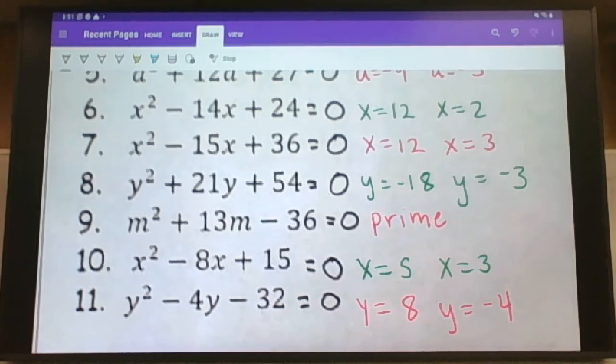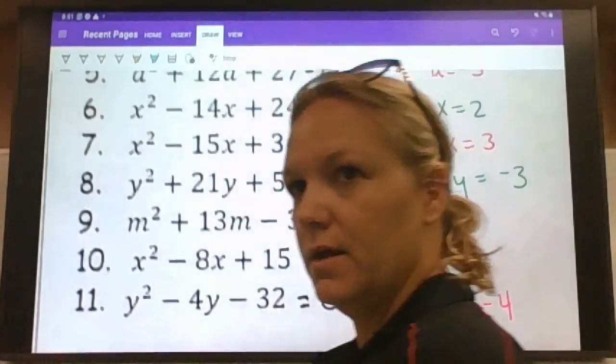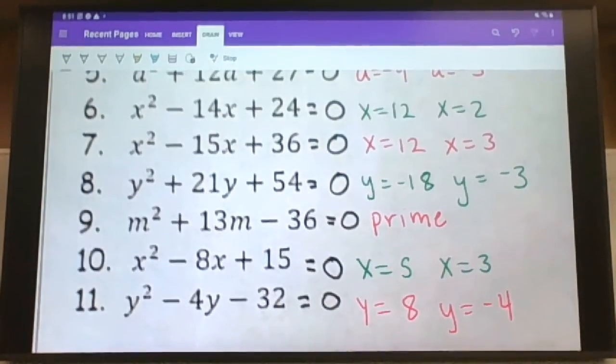Yeah, number 9 can't be done. Number 9 cannot be done. Number 9 was called prime. Prime means you only can divide by that number or 1. So number 9 could not be factored. So if you sat and looked at that one forever. Questions on 1 through 11?